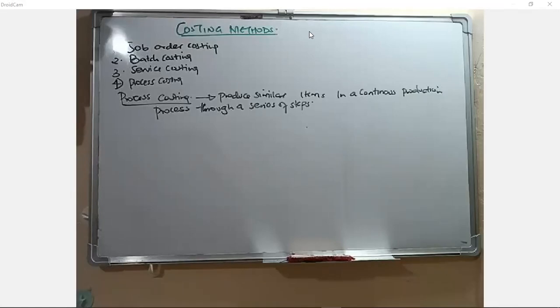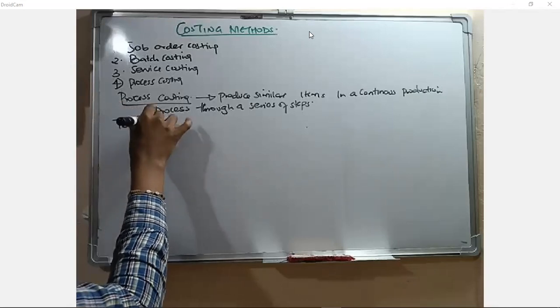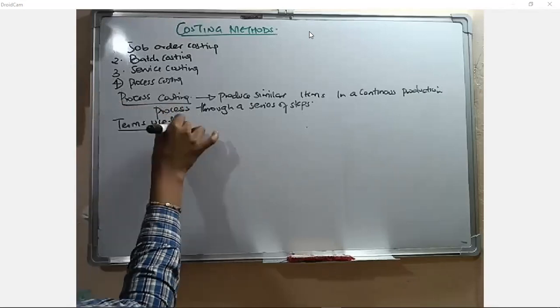Basically, we have to understand that the output in process one becomes the input in process two. And in each process, there is a cost which we have to incur. That is where we are saying in this method, the items must be in different forms or in different production processes or stages. Now, I would be able to share with you the features or characteristics of process costing, but most importantly, you should look at the terms used. What are the terms used here?